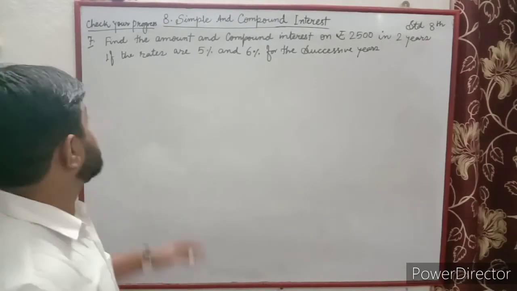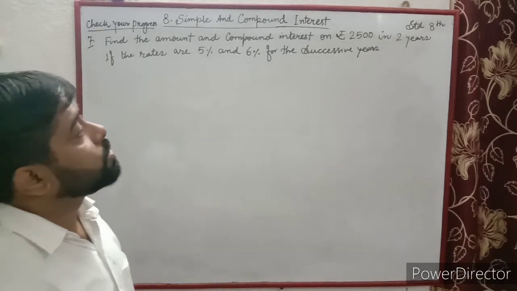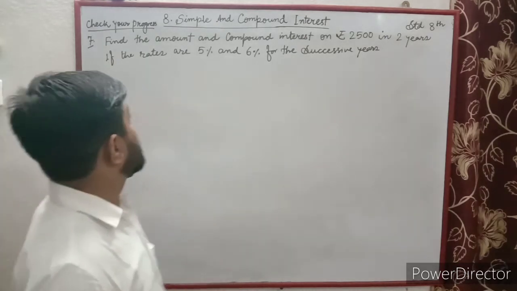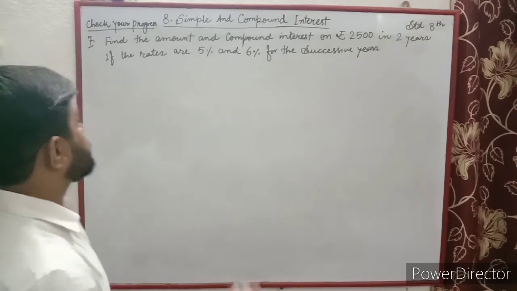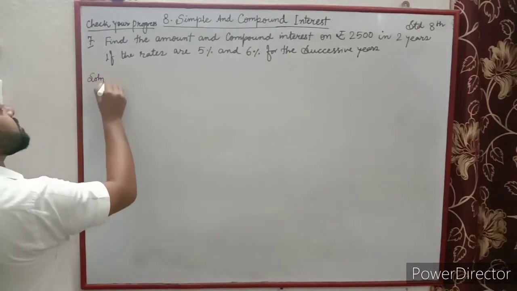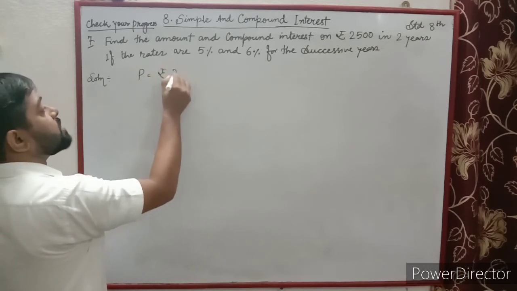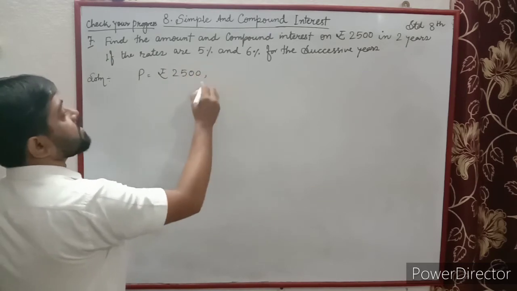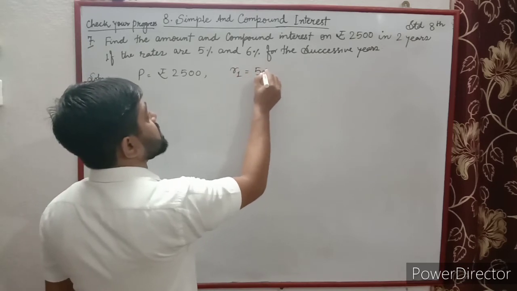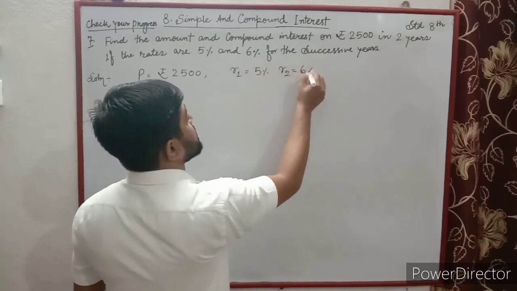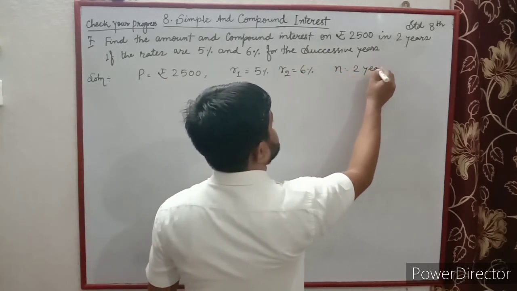Let's see one more question. Question number 7 from Check Your Progress. Find the amount and compound interest on 2,500 rupees in 2 years if the rates are 5% and 6% for the successive years. So first of all, here principal is equal to 2,500 rupees. Rates are given, so R1 is 5% and R2 is 6% for the successive years, and N is equal to 2 years.